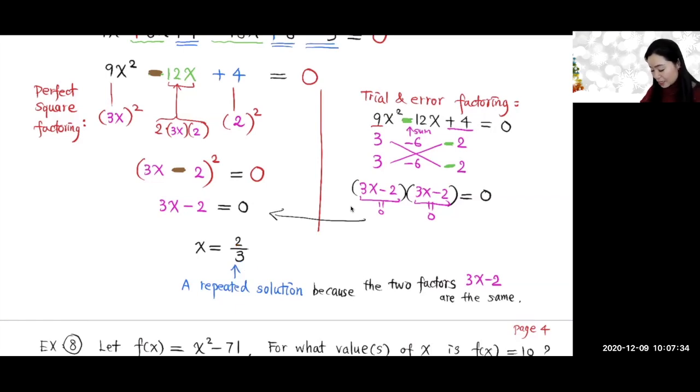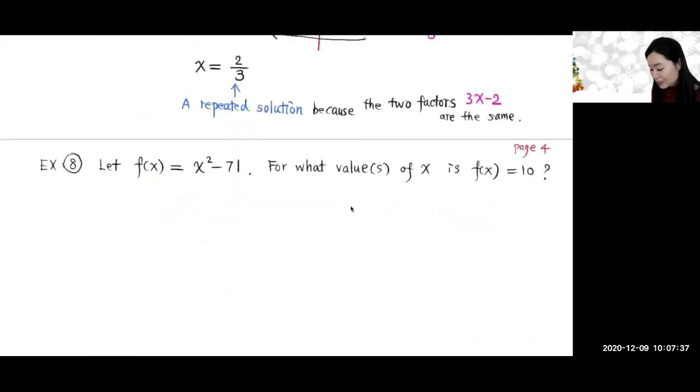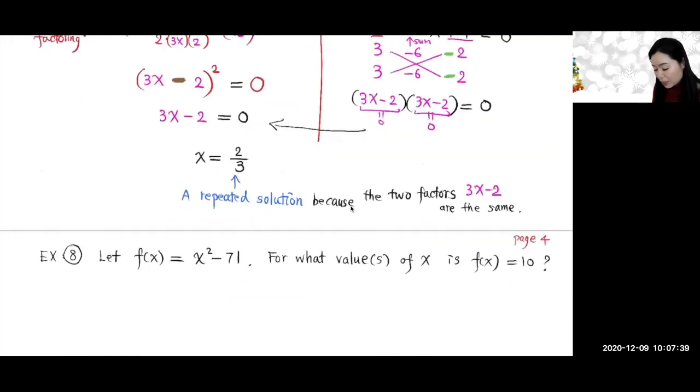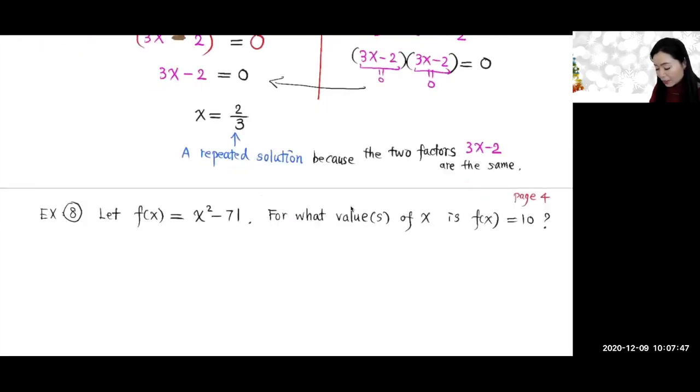Okay, the last one over here. Question about this? So this happens when you have the 2 factors the same. So when you have a perfect square equal to 0, you have a repeated solution. Okay, this is the last one.